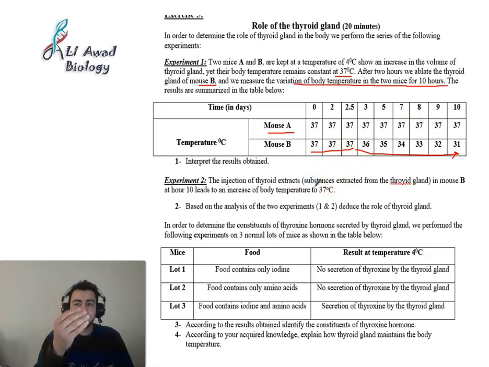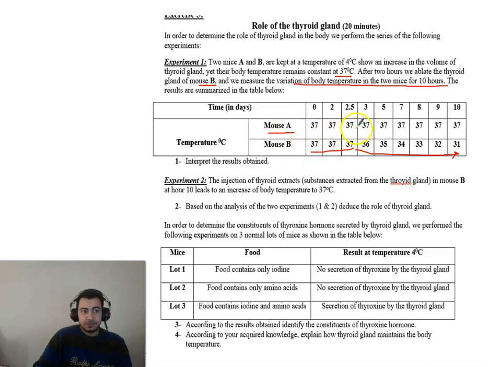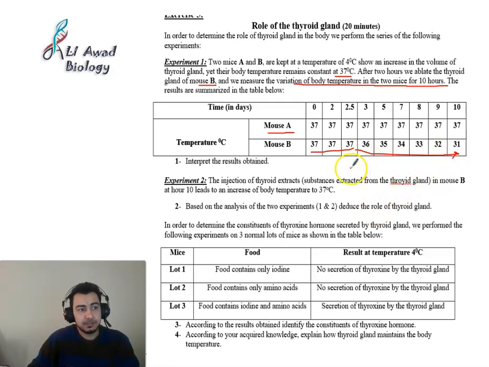إذا ما قلت ablation of the thyroid gland غلط. Okay. أنا بفضل ينعملوا مع بعض at the same time. Okay. يعني فينا نقول هون during 2.5 days, the temperature of mouse A with thyroid and mouse B without thyroid was constant at 37. However, it remains constant in mouse A until day 10, but it decreased to 31 at day 10 in mouse B. This indicates what?